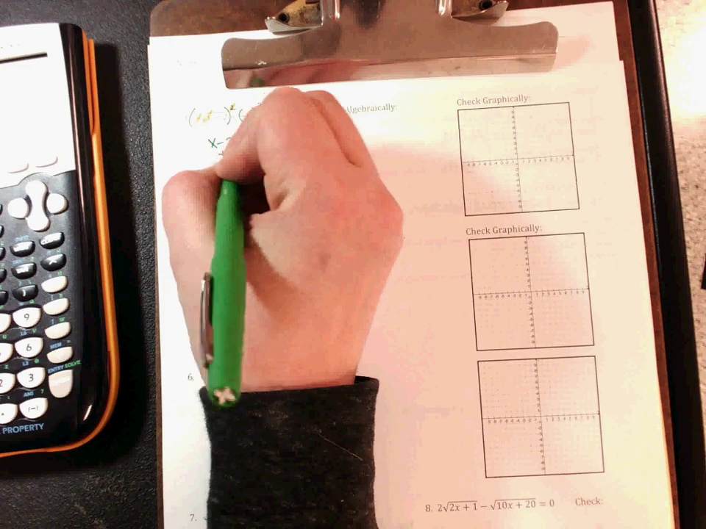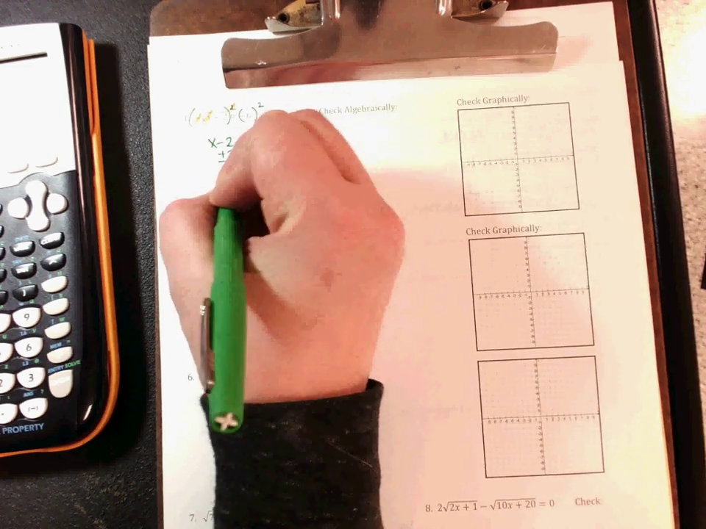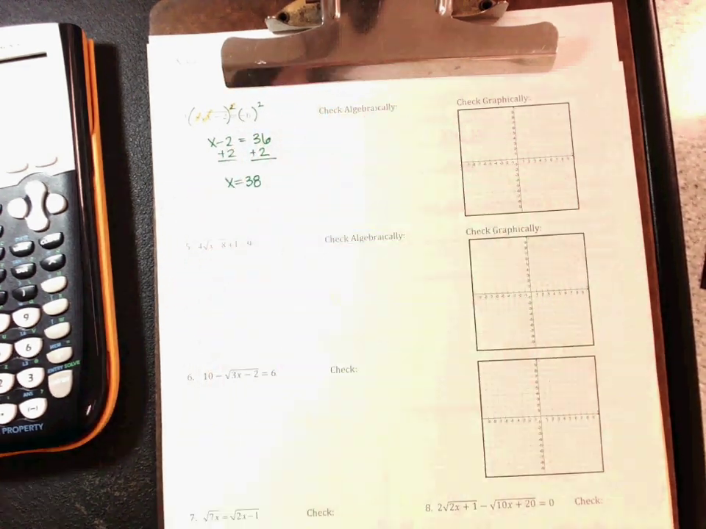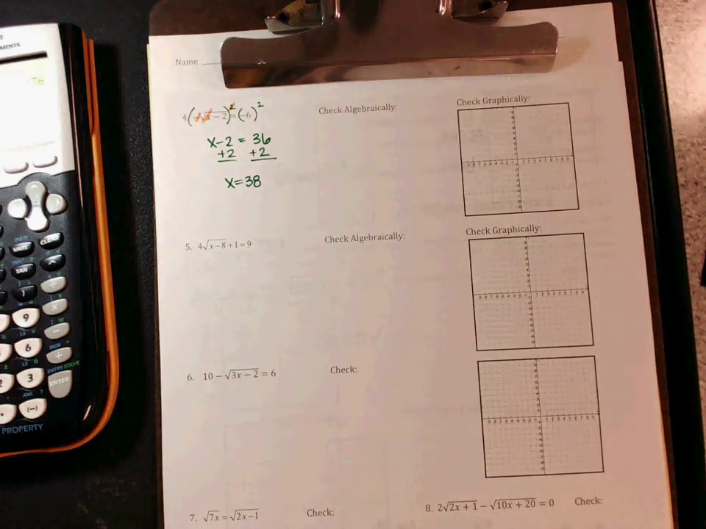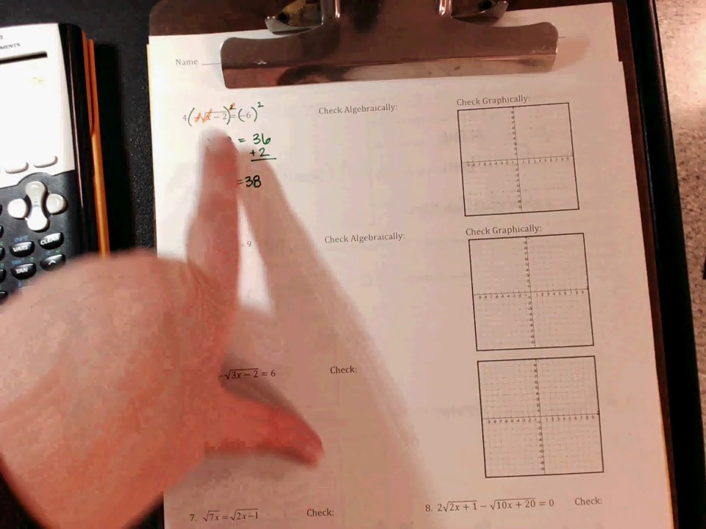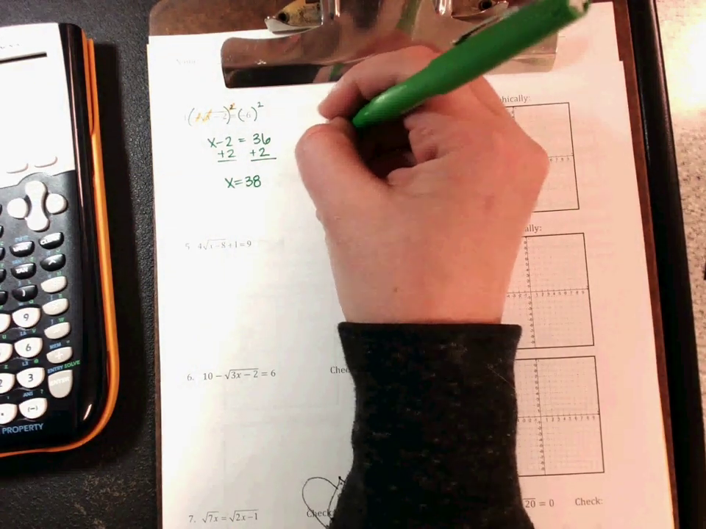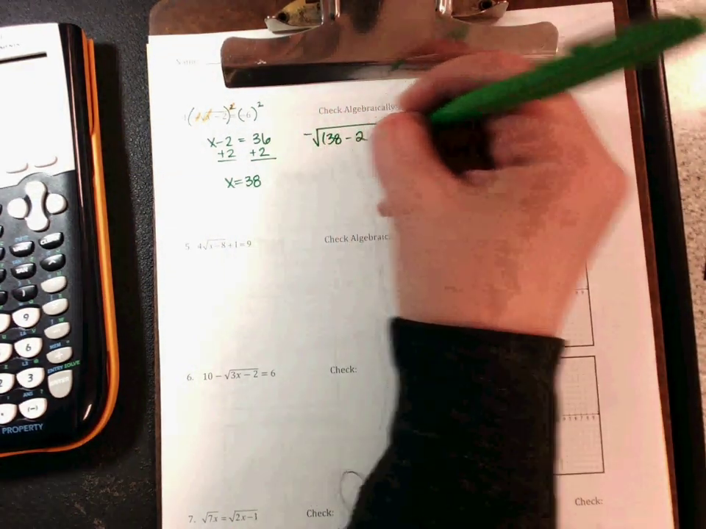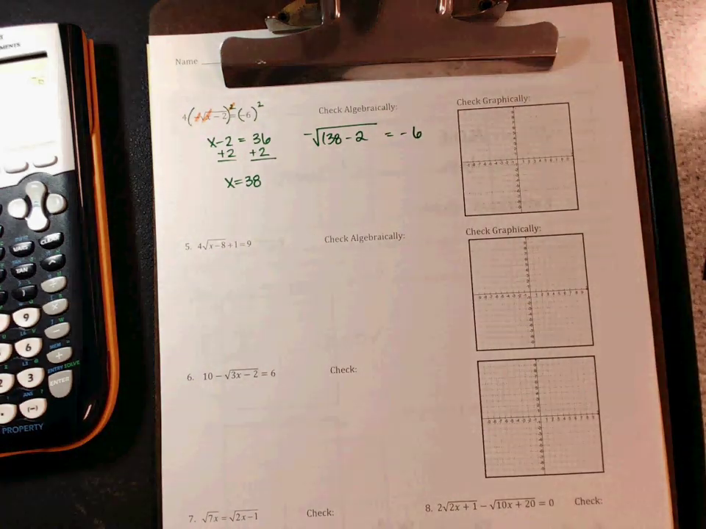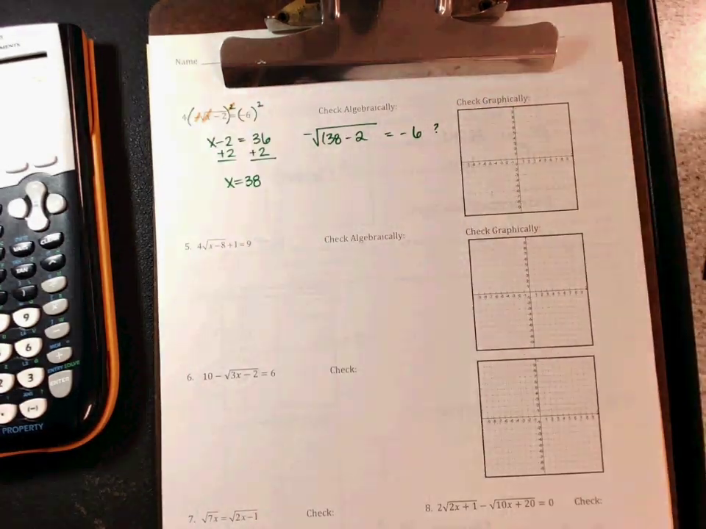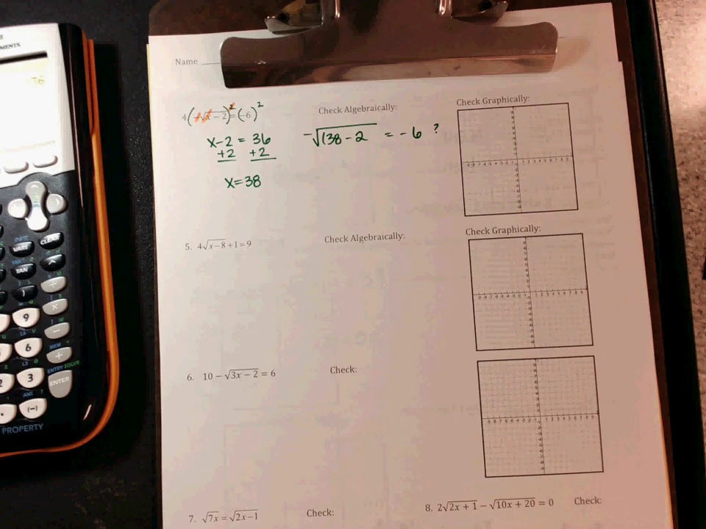Then what's my last step? Okay, x is 38. Now let's check it algebraically. I'm going to take my 38, go back, and plug it in. So it'll be negative square root of 38 minus 2, equals negative 6. And then I'm going to put a question mark at the end because I'm trying to see, is that really equal or is it not equal?